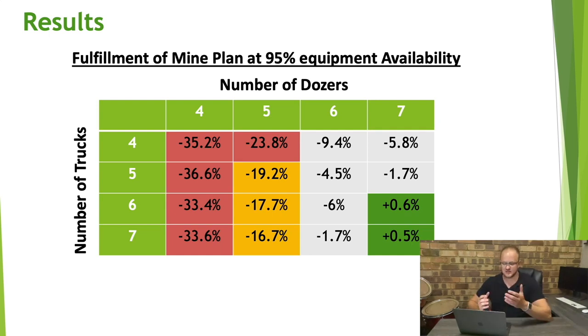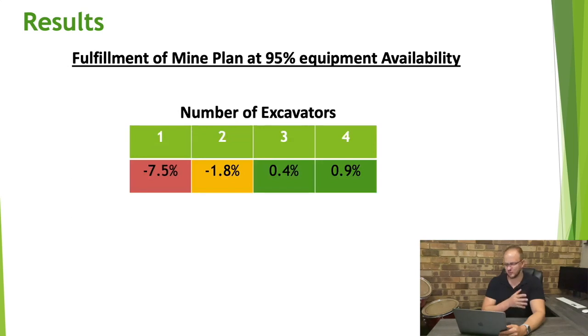So now the next question is, how many excavators do we need? So if we redo that exact same sensitivity analysis, this time we're changing the excavators from 1 to 4, because in the previous example we had unlimited excavators to make sure that they were never the constraint. Now that we've determined the trucks and dozers, we're saying, okay, we're going to increase the excavators from 1 to 4 and see where's the point where we start meeting our plan.